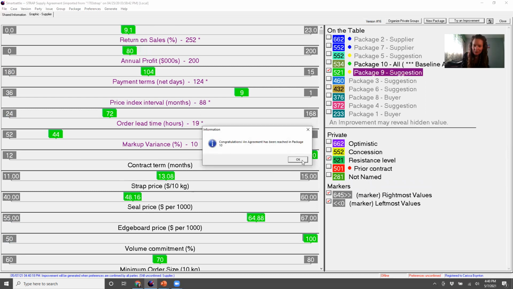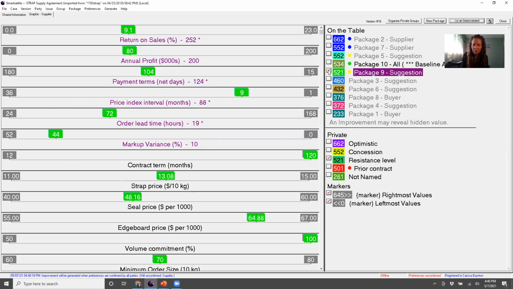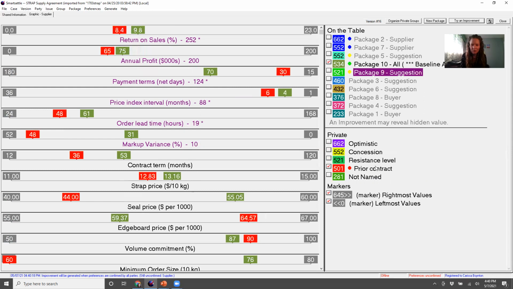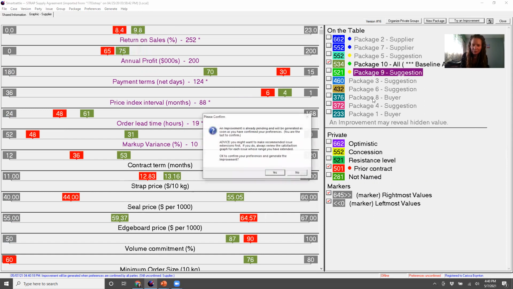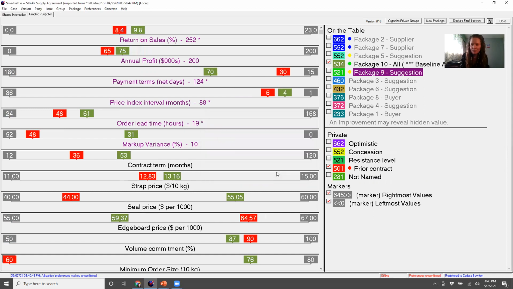And we got a deal here in package 10 worth 534. So that's already worth quite a bit more than our prior contract. Yeah, $33,000 more than the prior contract, so that's great. But now I want to run Smartsettle Infinity's big algorithm called maximize the minimum gain.